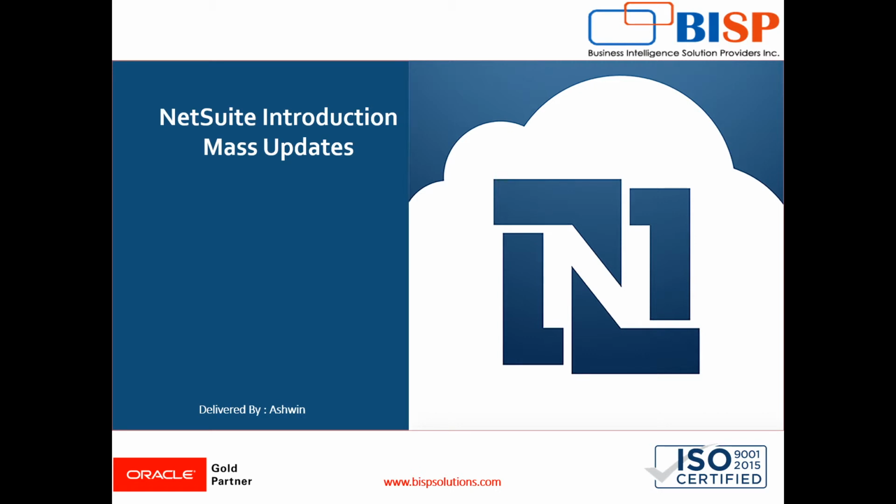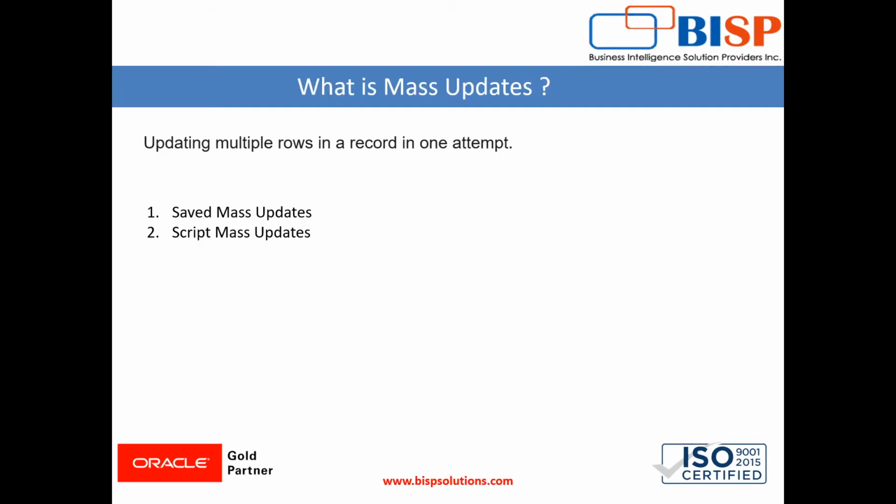What is mass updates? Mass update means updating multiple rows in a record in one attempt. For example, we want to change multiple values in a record in one attempt. So in that case we use mass updates. It is done with the help of two techniques, that is the saved mass update technique and another is scripting with the help of script. In this video we will learn saved mass update. What is saved mass update?